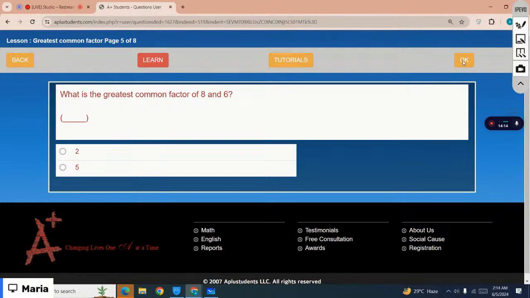What is the greatest common factor of 8 and 6? Why? Someone explain. Why don't you listen to me? I am explaining on the board. Listen to me carefully.